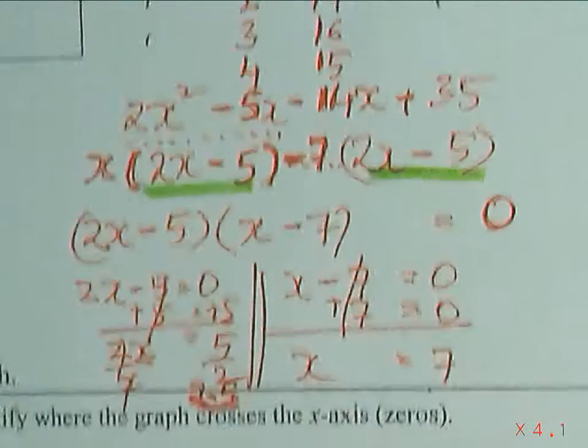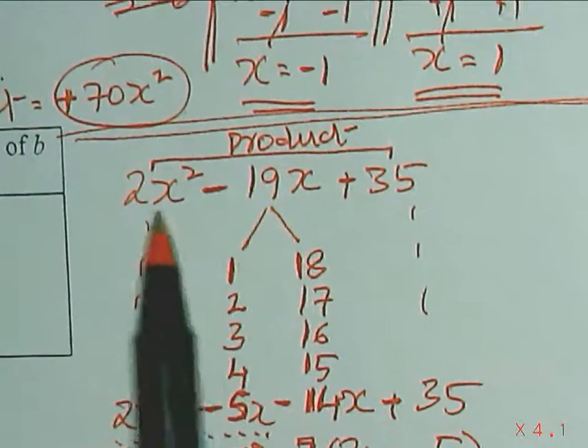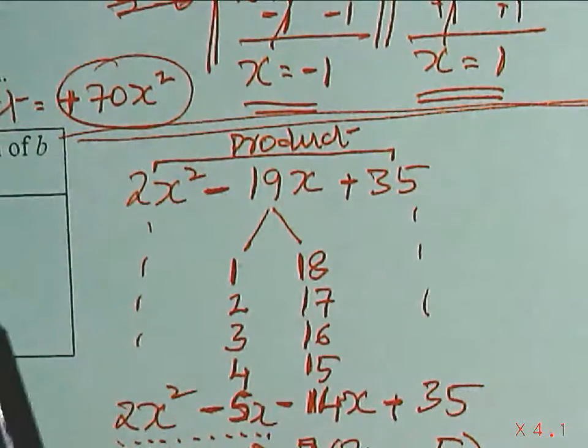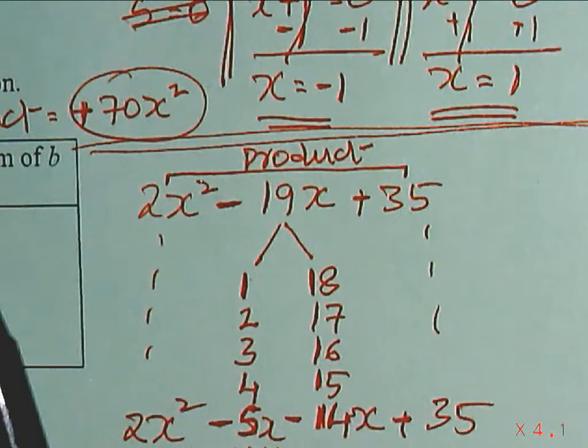If you are not sure, what you can do is copy the question, that is 2x squared minus 19x plus 35. Use your graphing calculator. I'm taking your graphing calculator. Let me take y equals, first clear it. Then the question is 2x squared minus 19x plus 35.